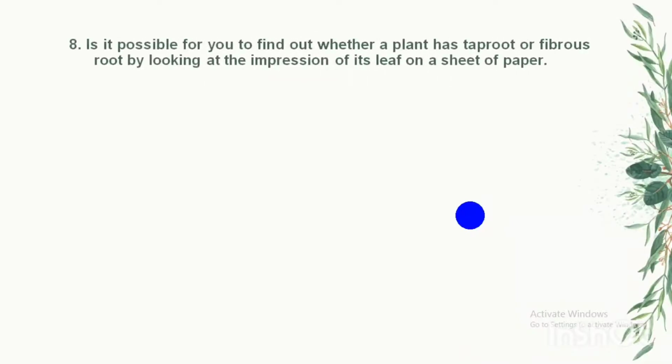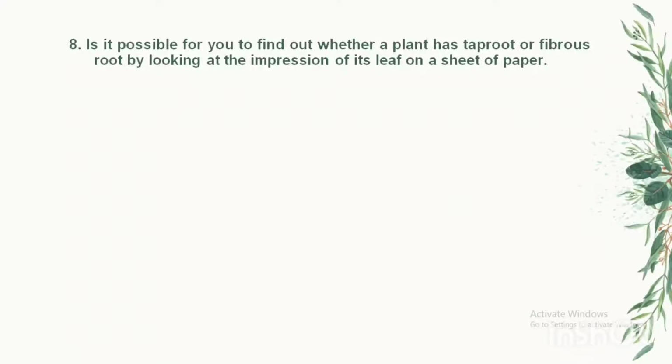So here comes the question that is it possible for you to find out whether a plant has taproot or fibrous root by looking at the impression of its leaf on a sheet of paper? Okay, so for that let me remind you that we had done one activity. Okay, that was surprise activity for you, that you have to collect various leaves and put it under the paper.